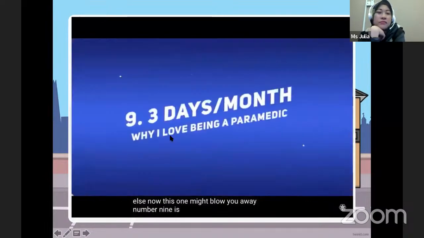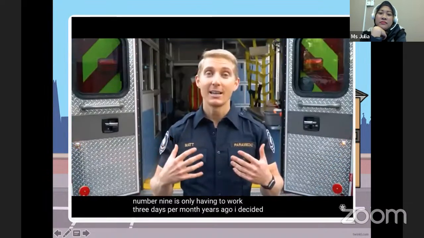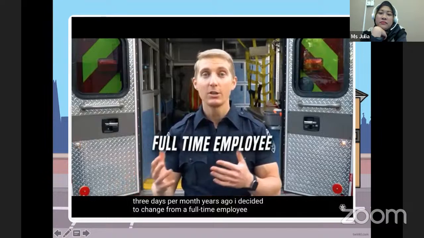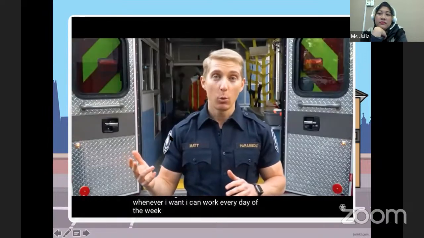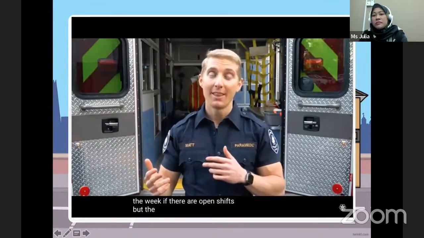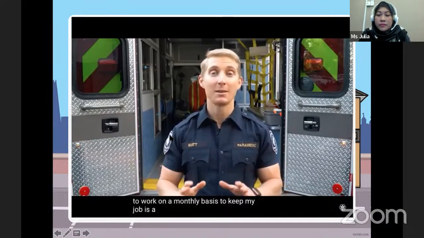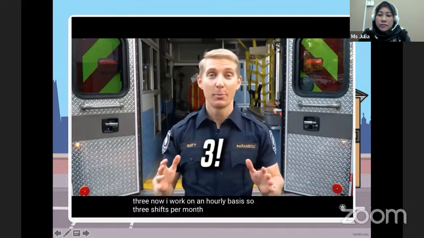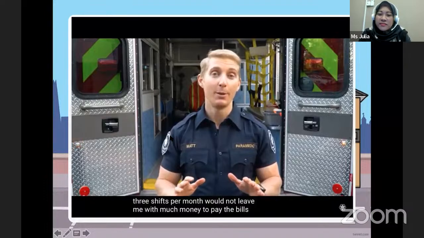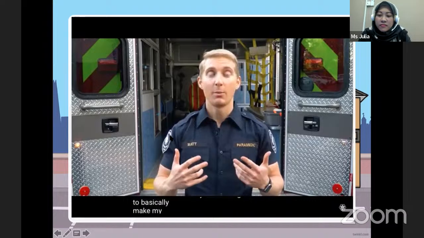Now this one might blow you away. Number 9 is only having to work 3 days per month. Years ago, I decided to change from a full-time employee to a part-time employee. This basically means that I get to work whenever I want. I can work every day of the week if there are open shifts, but the minimum number of shifts I need to work on a monthly basis to keep my job is a measly 3. Now, I work on an hourly basis, so 3 shifts per month would not leave me with much money to pay the bills. But I love the flexibility because I get to basically make my own schedule.